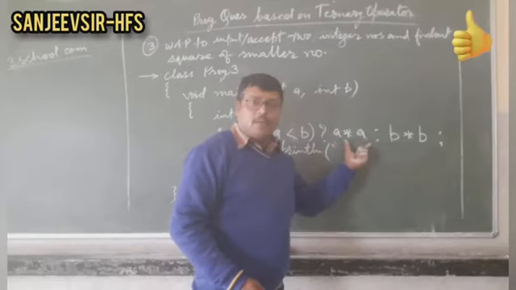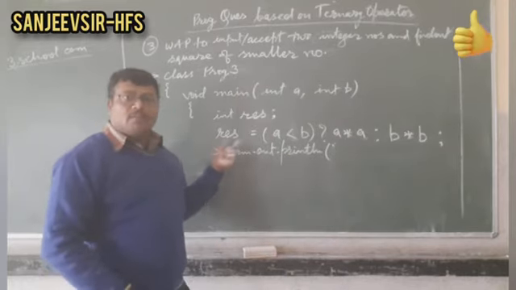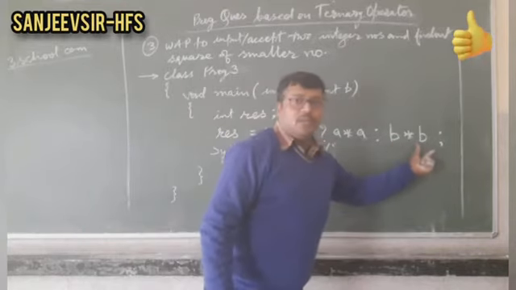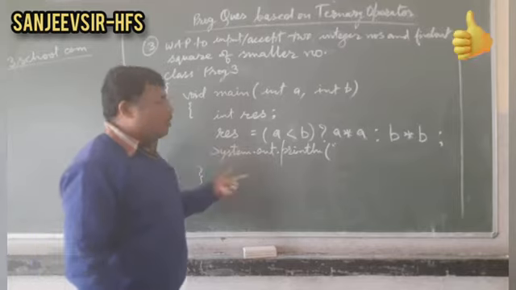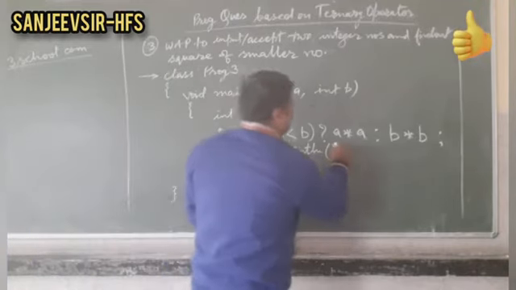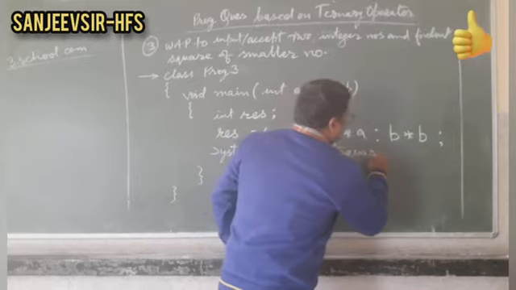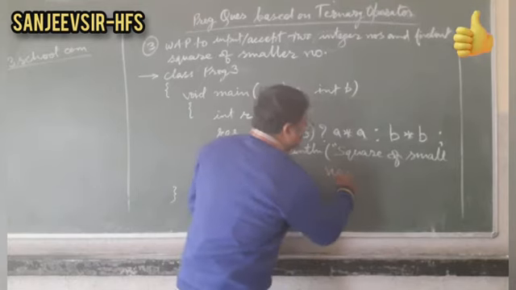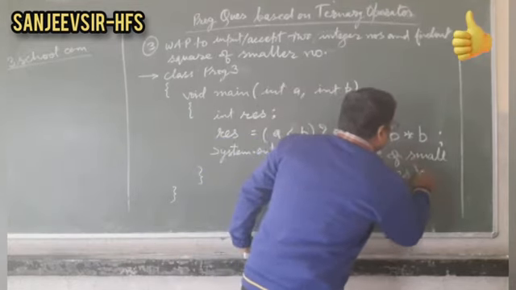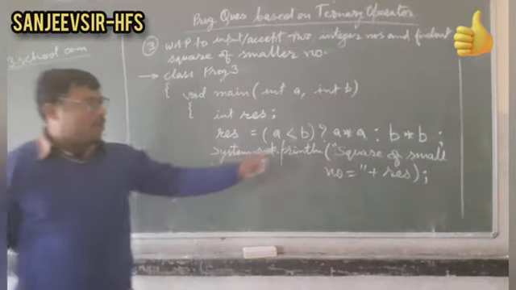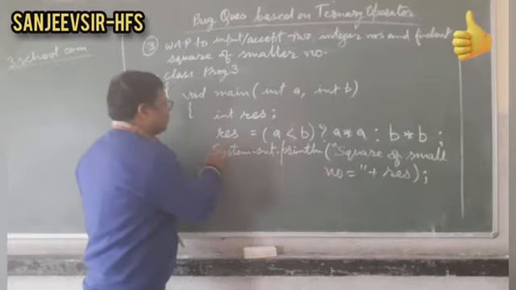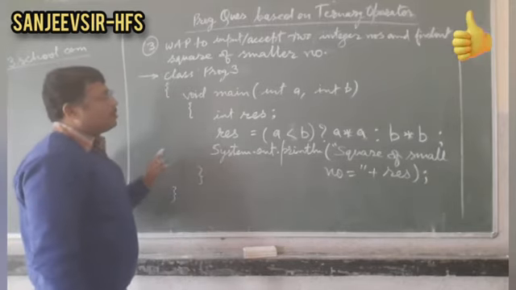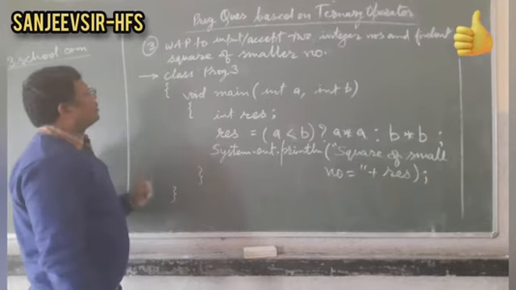Then a into a, we are going to assign into result. If this condition becomes false, that means the smaller will be b. So b into b, we are assigning it to the RES. Now we are printing the message: the square of the small number is equal to plus RES. Okay? So in such a way, we can find out and implement the ternary operator.